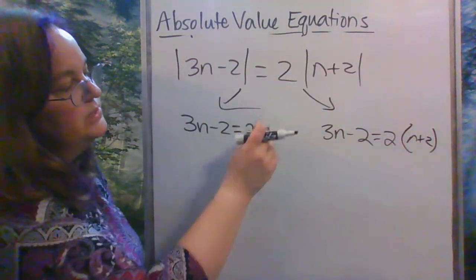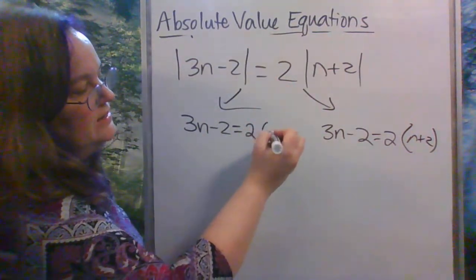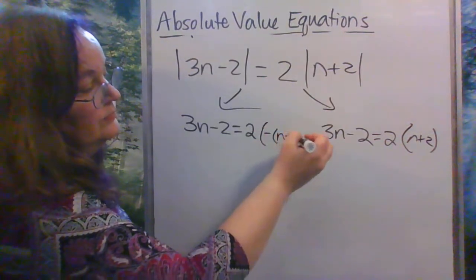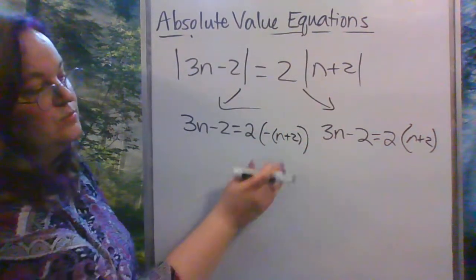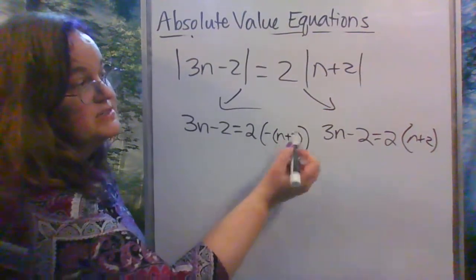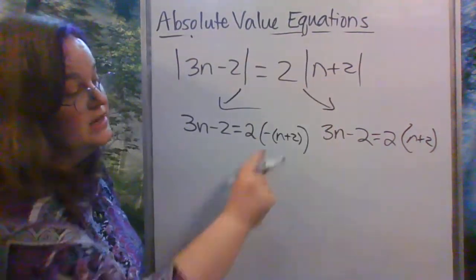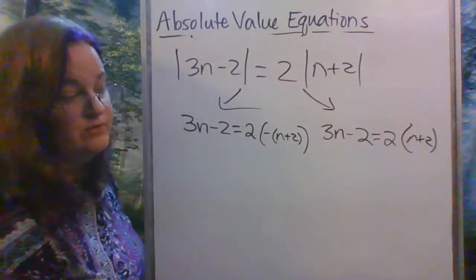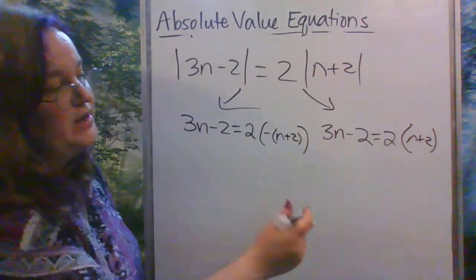And I'm also going to put it as a negative. Okay. So what I'm doing is saying the opposite of whatever n plus 2 is. And so I have to distribute that negative in order to make it happen. Let's start with a positive case.